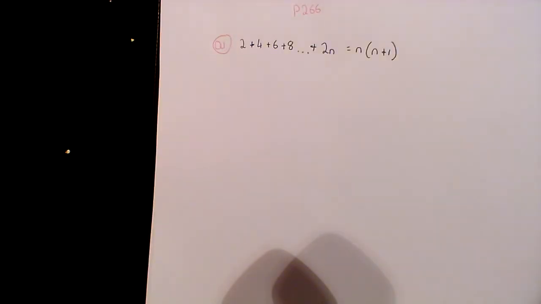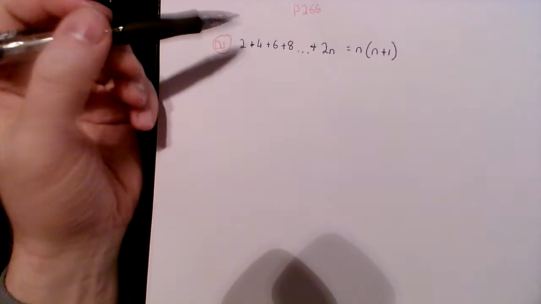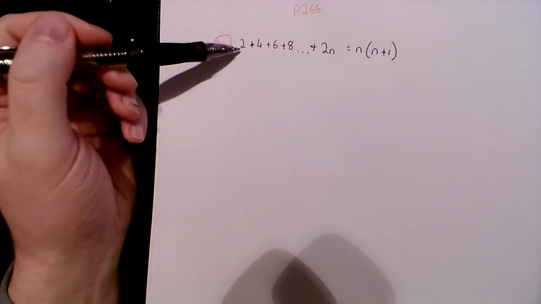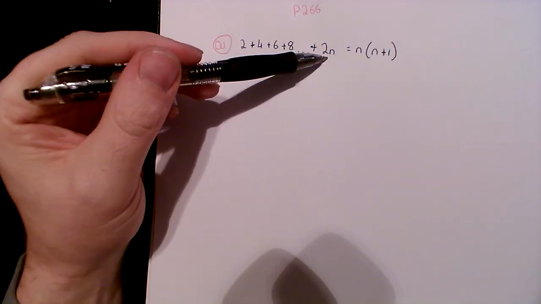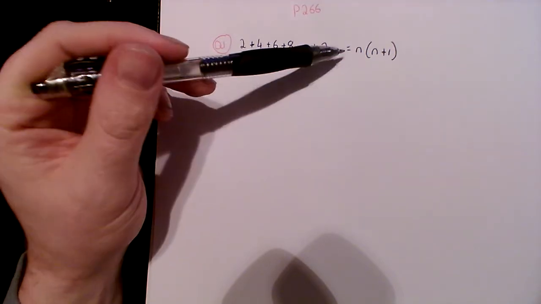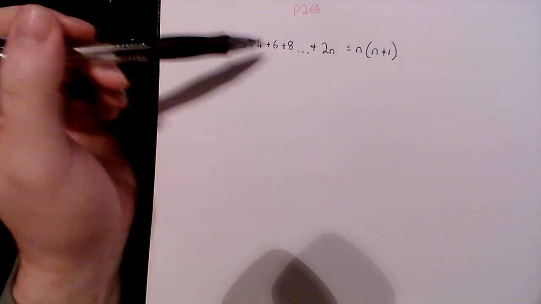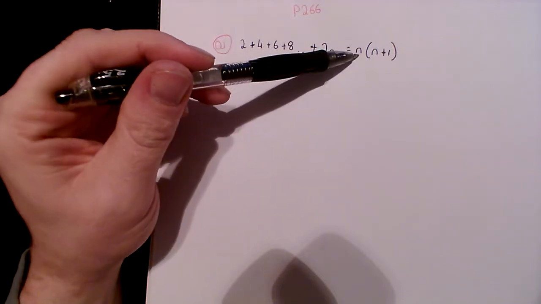Okay guys, so here's an induction question. I'll do 3 of them for you. So this is induction to prove a series. This series is 2 plus 4 plus 6 plus 8 all the way up to whatever number can be, I suppose, found by going n multiplied by n plus 1.